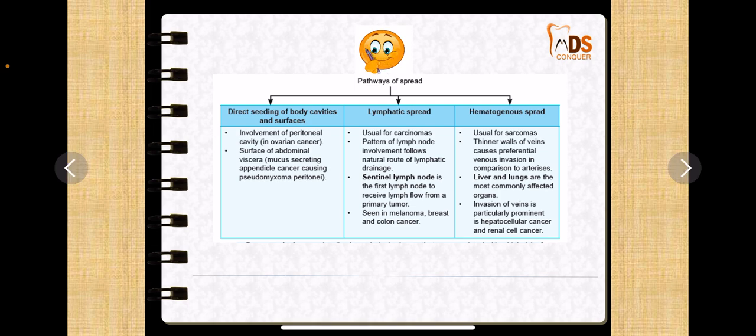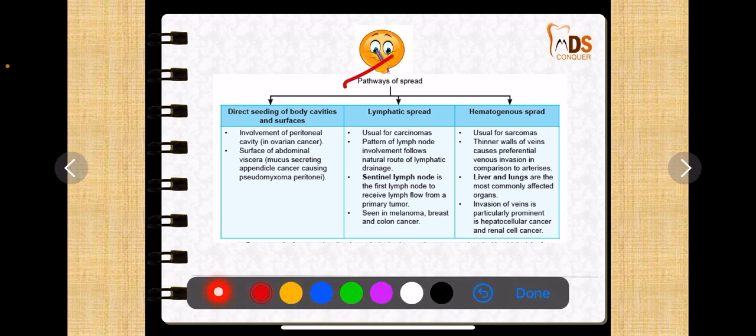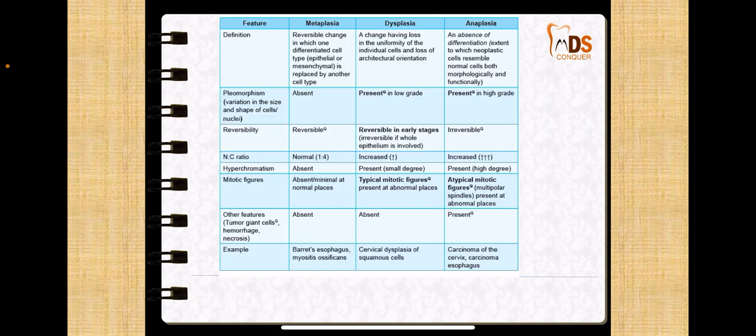And next, the pathways of spread. Either direct spread from the body cavities and surfaces, or lymphatic spread, or hematogenous spread. Very, very important. So just note all these three tables, give a good glance, that's it, just give a reading.